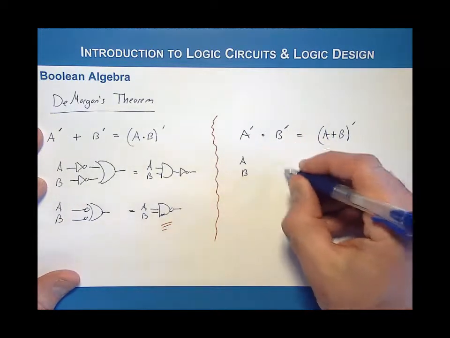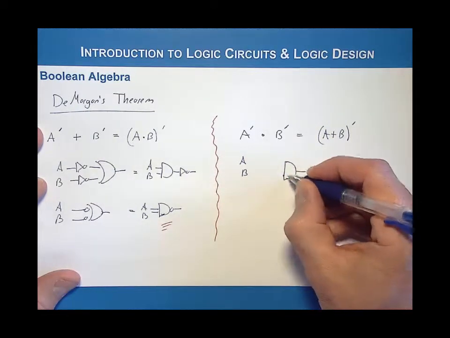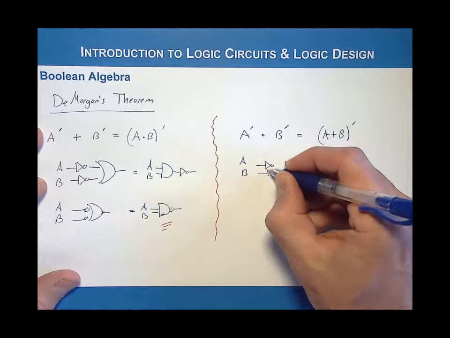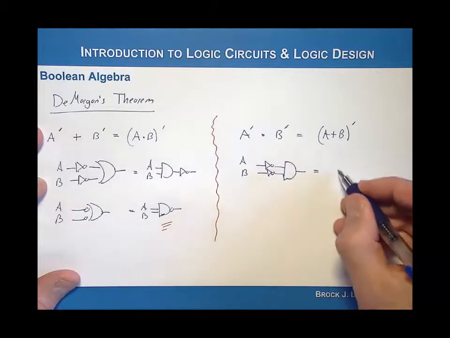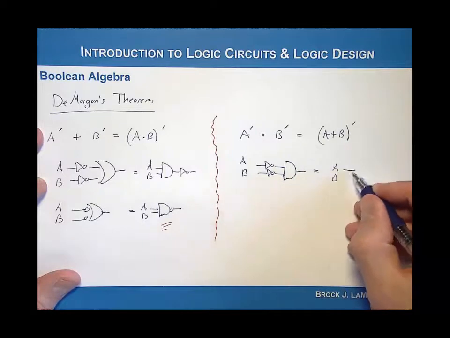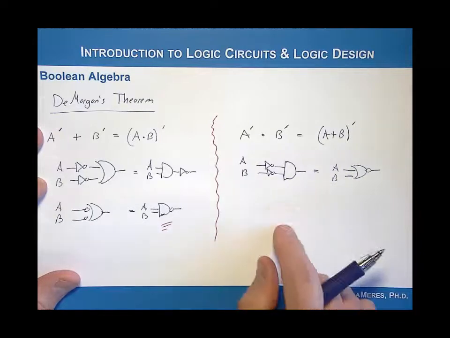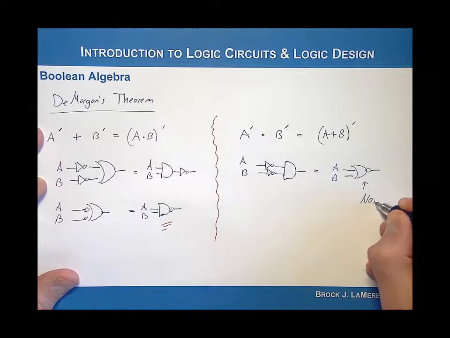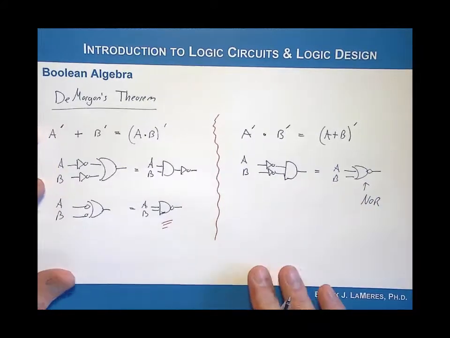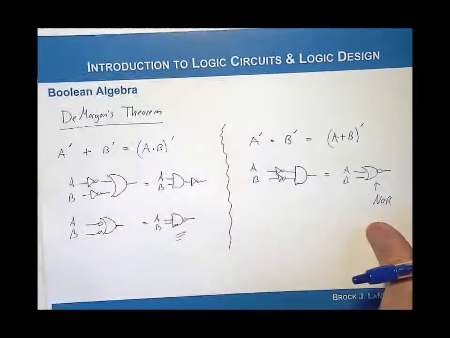A and B, if I'm going into an AND operation where the input variables are inverted, then that is equivalent to A and B going into simply an OR operation with the output inverted. So notice again here that I was able to convert this into something that looks like a CMOS gate, which is the NOR operation. So that is De Morgan's theorem.